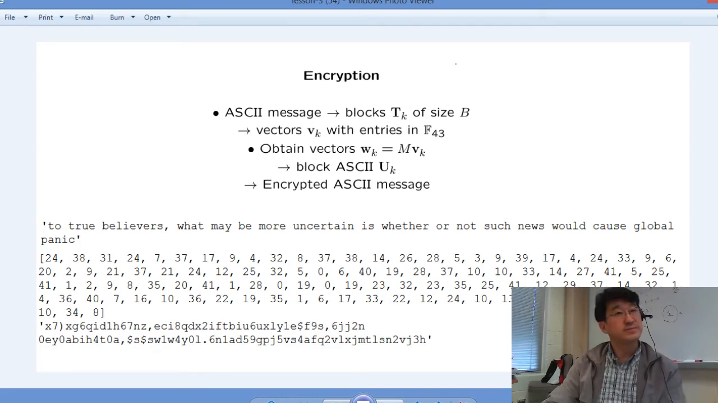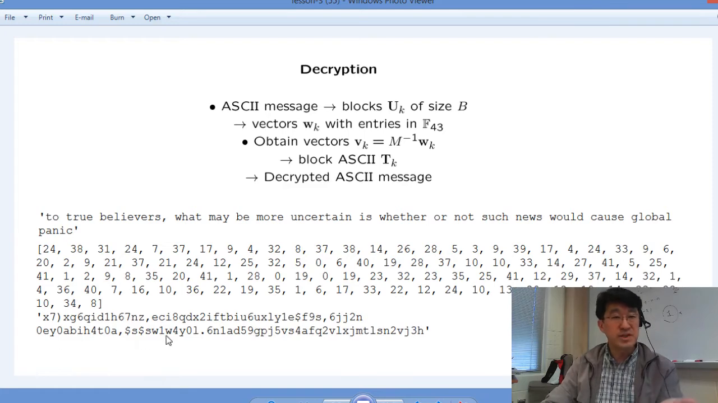Now you receive that message, and how do you break it? You receive this message and block it into 15 because you know the size is 15, and you have this size 15 vector and multiply by M inverse, right? And then that'll tell you what the original vector was. Now you convert it to letters. Good? Yeah. So with that exchange of a private key, the matrix, it is very, very safe.